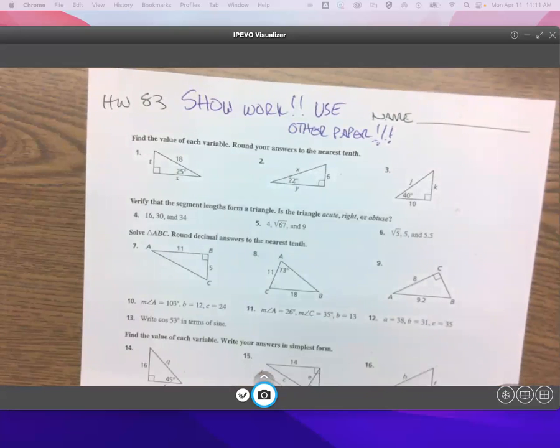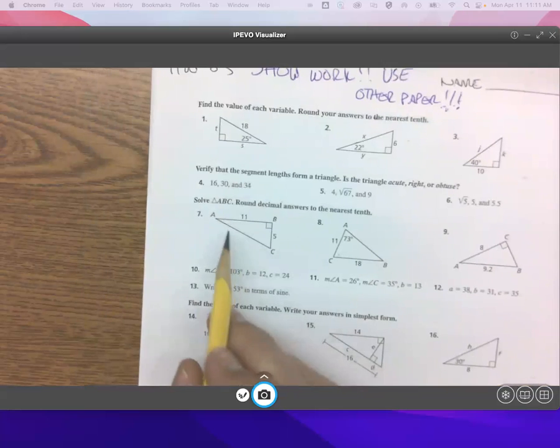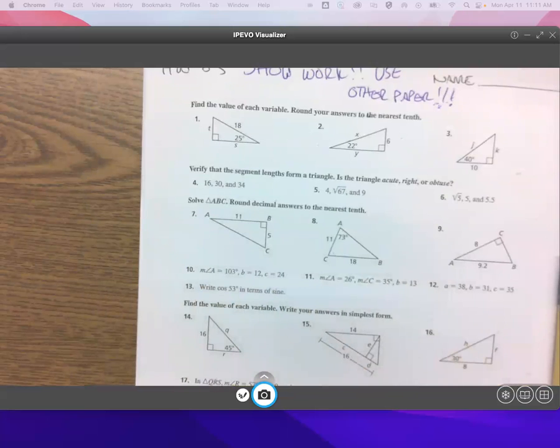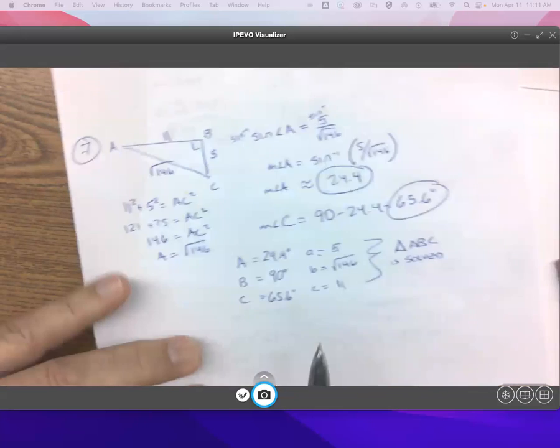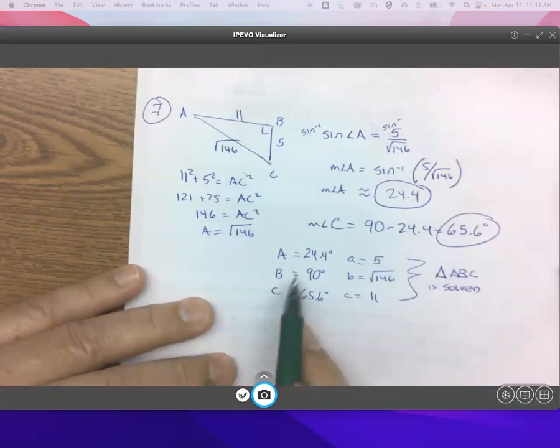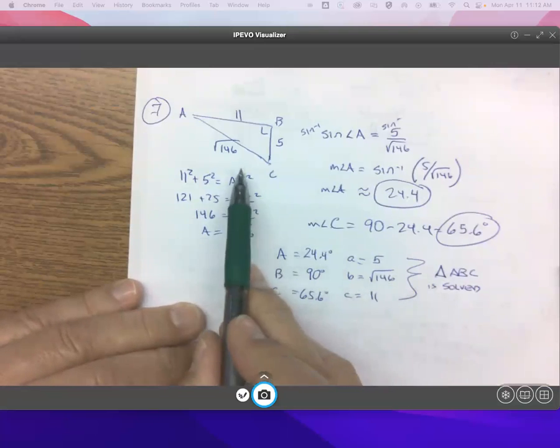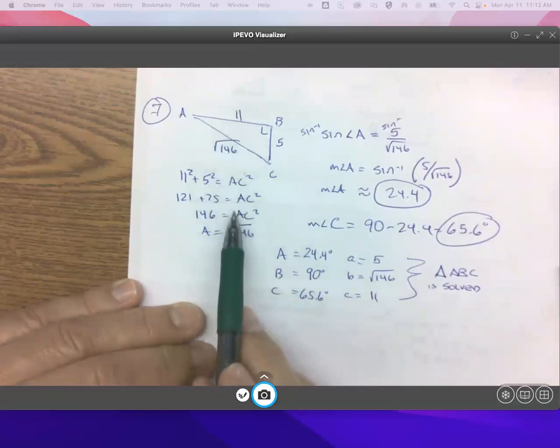For numbers 7, 8, and 9, it's asking you to solve the triangle. What that means is you need to put together capital A, B, C for the angles, and little a, little b, and little c for the sides, and fill in all 6 of them. That's what it means for a triangle to be solved. So in number 7, you'll do the Pythagorean Theorem to find the missing side.